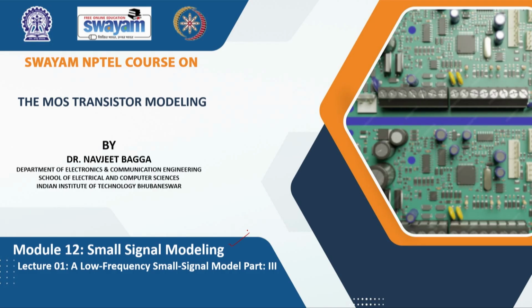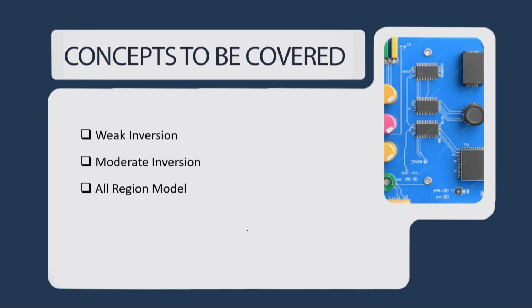We are in module 12, small signal modeling, lecture number 1, a low frequency small signal model part 3. In this lecture, we will see how to extract the small signal parameters that we have defined as the transconductance, the source to drain conductance, the body transconductance, etc., in weak inversion, moderate inversion, and how to find them in the all region model.